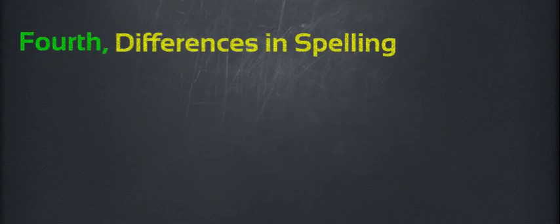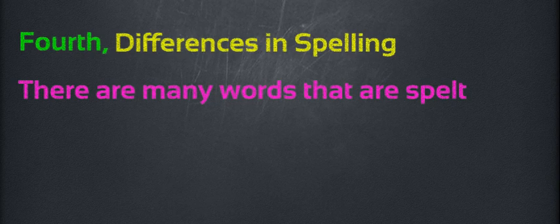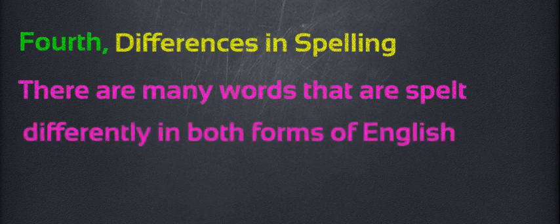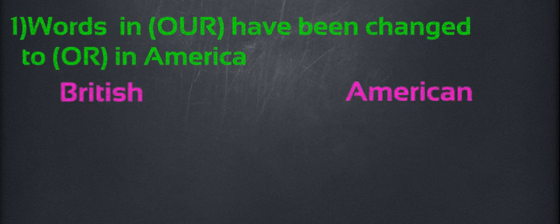Differences in spelling. There are many words that are spelled differently in both forms of English. General rules. Words in OUR have been changed to OR in America. We'll start with the British English spelling. Colour. While in American English spelling, it's color.